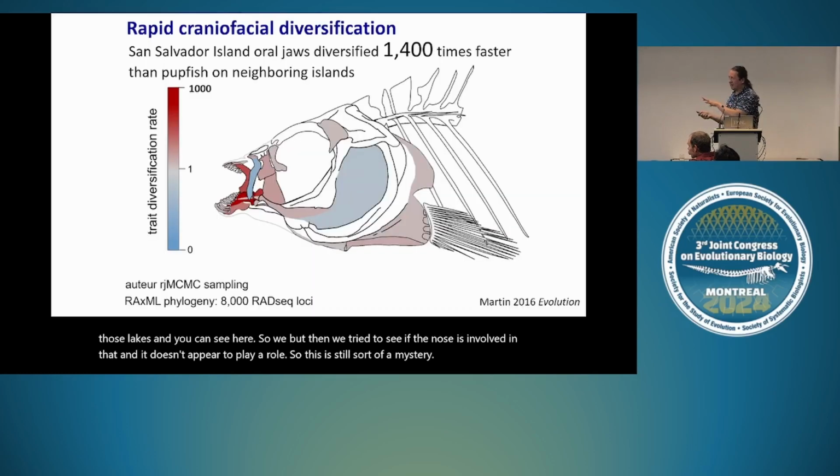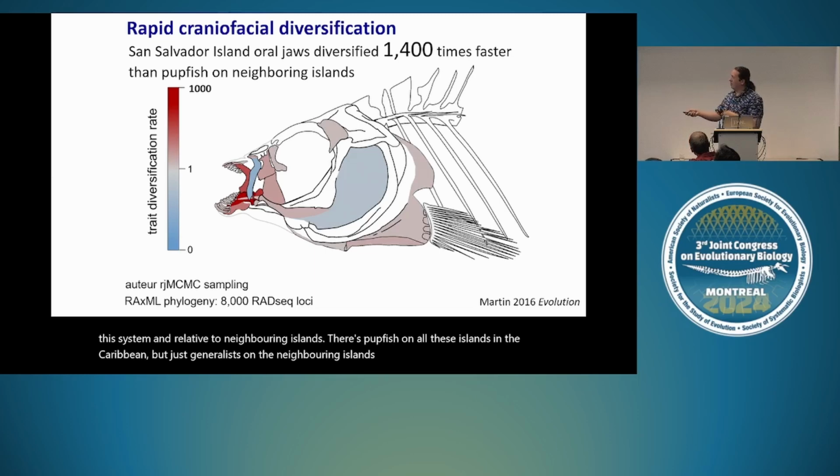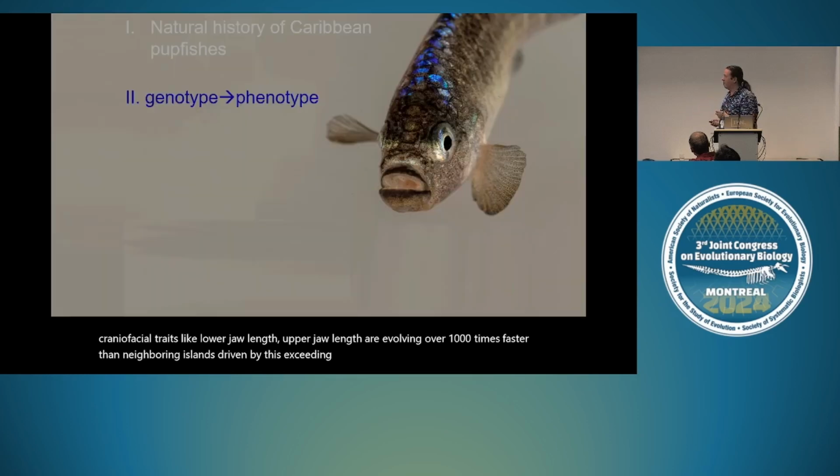And as you might expect, we've done some morphological diversification rates in this system, and relative to neighboring islands, there's pupfish on all these islands in the Caribbean, but just generalists on the neighboring islands. So some of these craniofacial traits like lower jaw length, upper jaw length are evolving over 1,000 times faster than neighboring islands, driven by this exceeding trophic specialization.